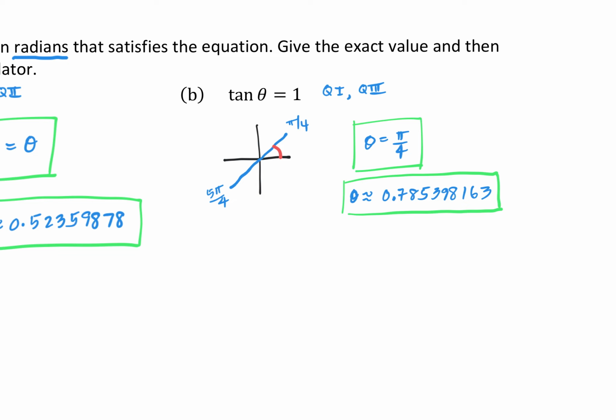Now I could double check this by just putting pi over 4 into my calculator, and I should get the same decimal approximation. And this answer does make sense because if the answer is pi over 4, that would be an angle in quadrant 1. 0.78 is in quadrant 1.